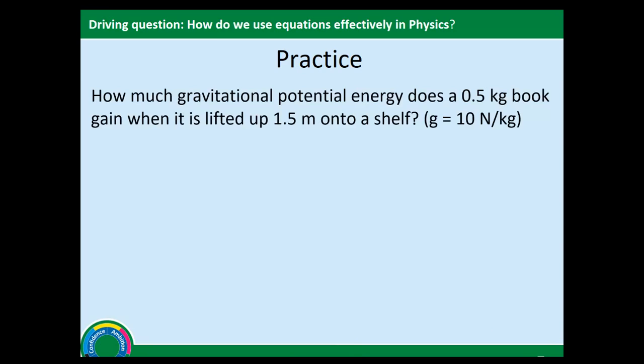It is how much gravitational potential energy does a 0.5 kilogram book gain when it is lifted up 1.5 meters onto a shelf, g equals 10 newtons per kilogram. Pause the video now and try out this practice question. Hope you've attempted the question. Now let's go through the question together.